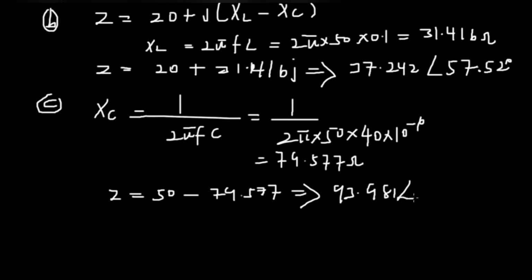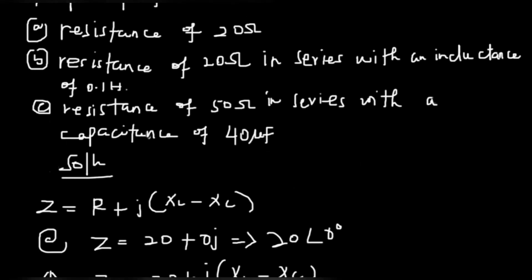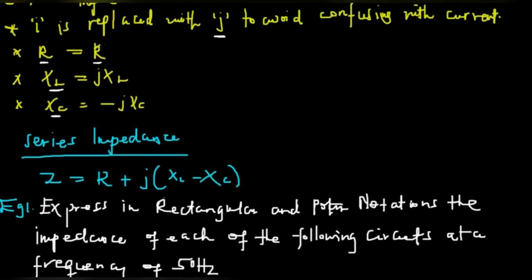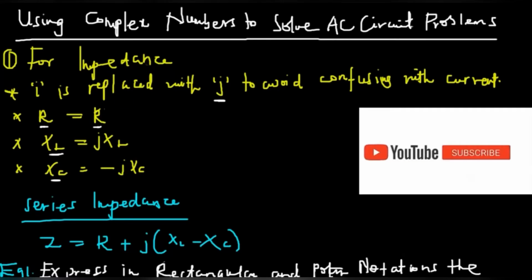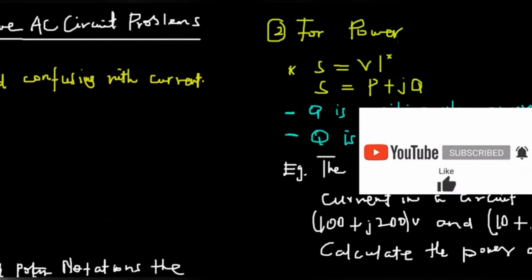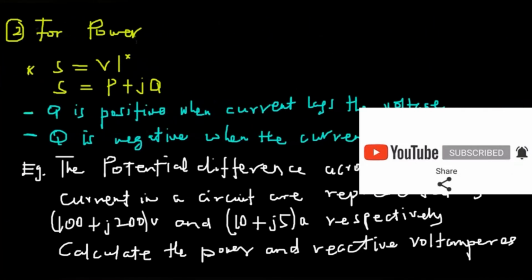93.981 with an angle of minus 57.86 degrees. Okay, right. So this brings us to the end of the impedance, converting or using complex numbers to solve AC circuit problems with respect to impedance. Let's move on to power. Okay, right. So let's move on to power.